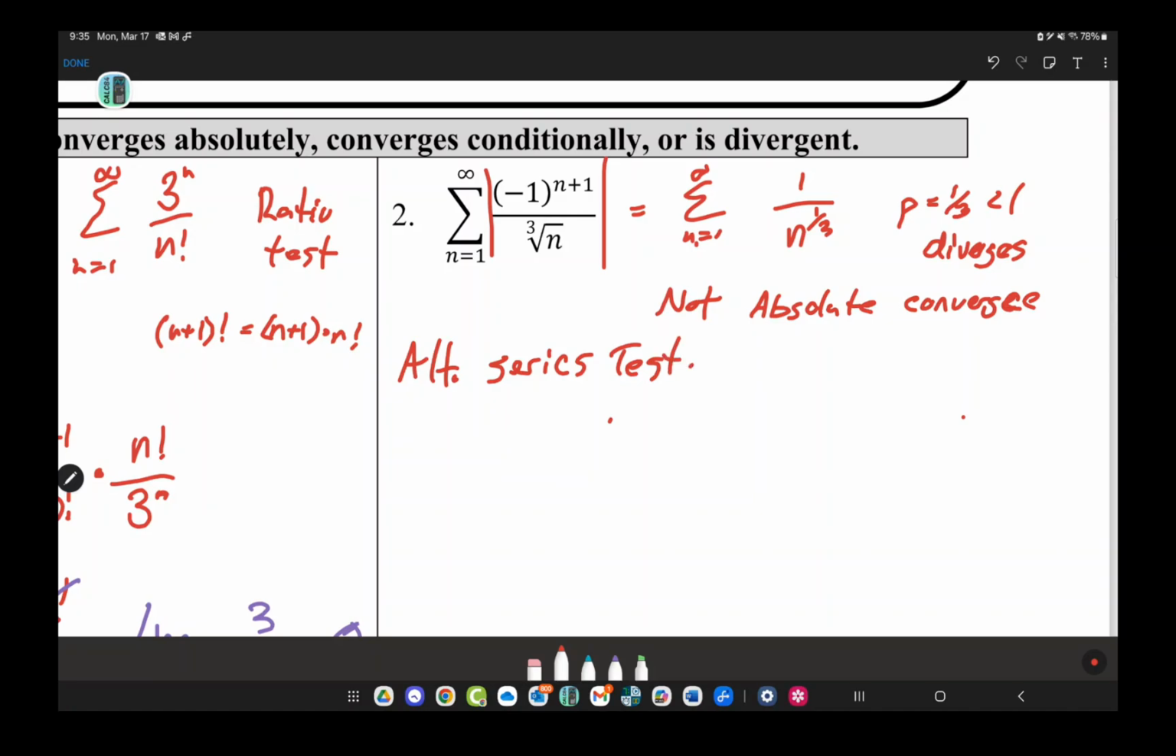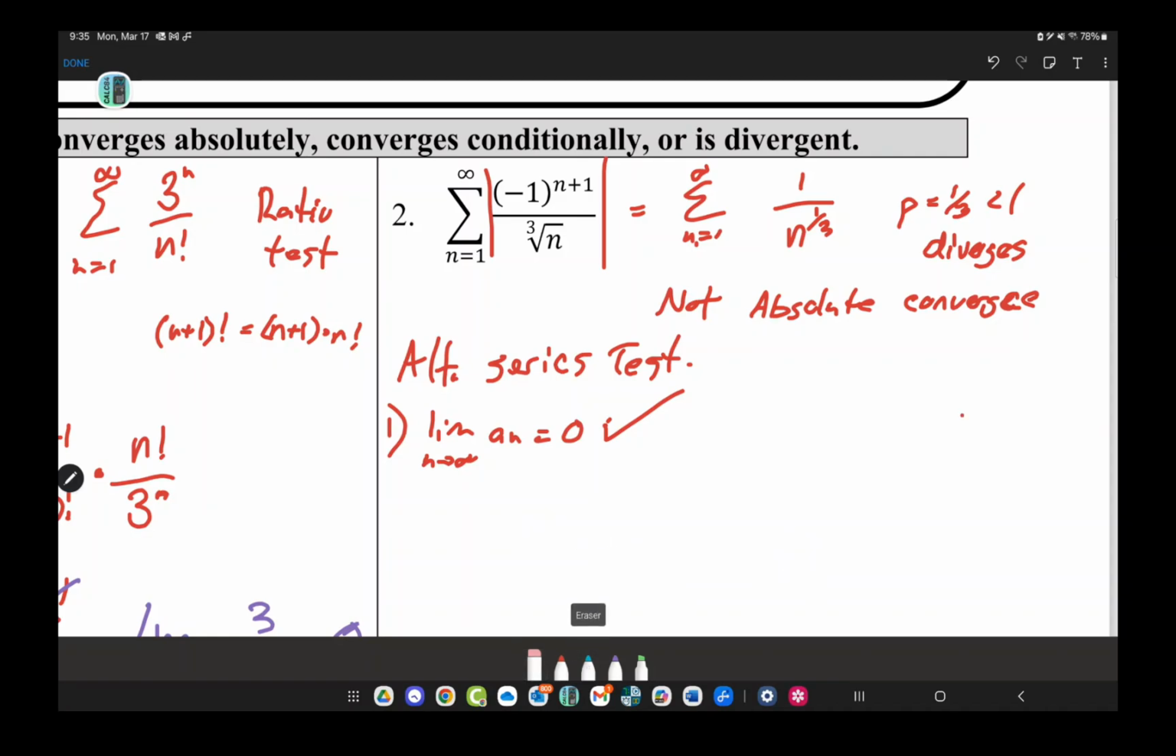There are two things we're going to check for. One, we already know it's alternating, so we don't have to worry about that. Does the limit as n goes to infinity of the function equal 0? Yes, because the degree is bigger in the denominator. If I put infinity in for n, I get 1 over infinity, which is 0. So that checks.